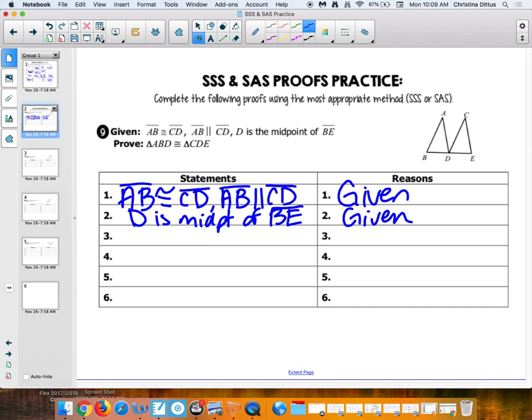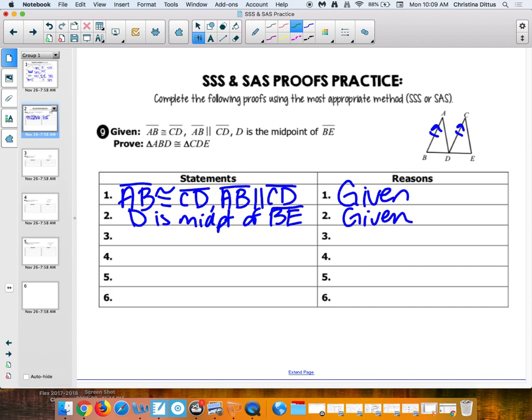Okay. When you're done with your given, I want you to look at your picture. In this case, my picture is blank. Let's mark some things that were given, okay? AB and CD are the same. They are congruent, so let's mark those. They are also parallel, which means they each get an arrow. And then D is the midpoint of BE.